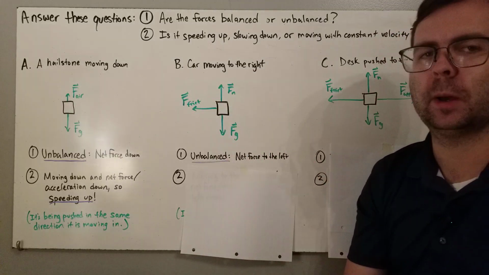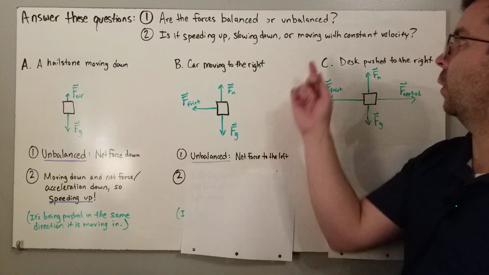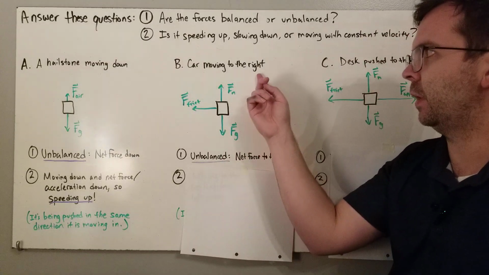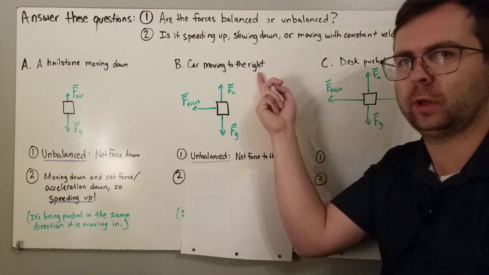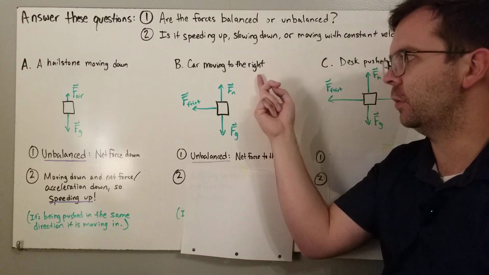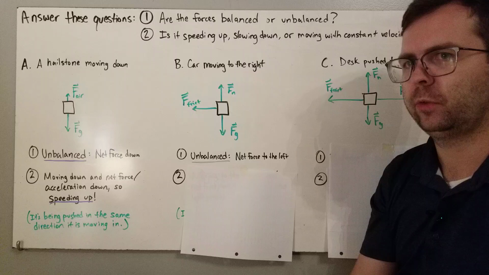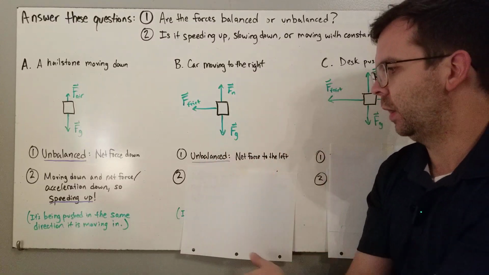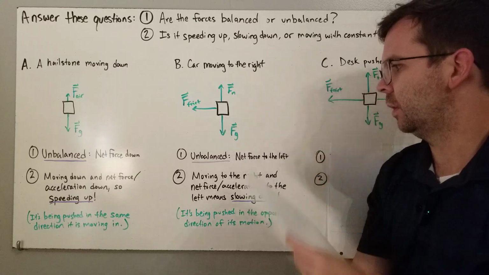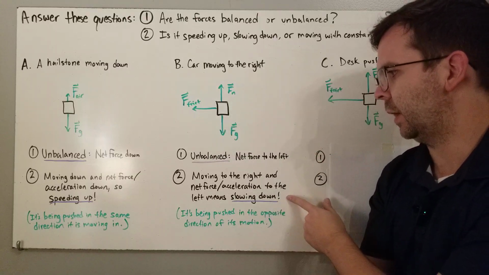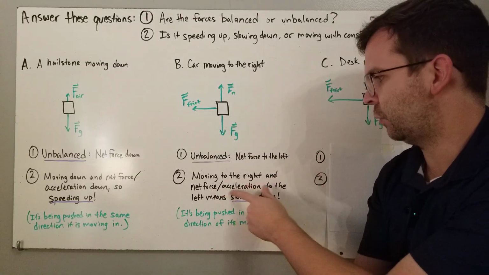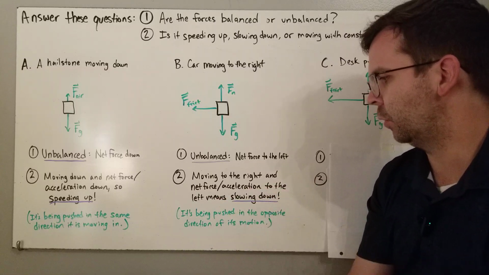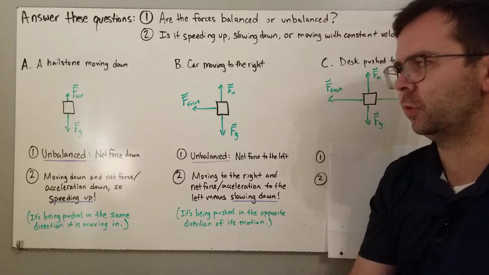Second question, is it speeding up, slowing down, or moving with constant velocity? So we see that the car is moving to the right, but there's a net force to the left. So it's moving to the right, but it's being pushed leftward. And so because of that, we say that it's slowing down. Moving to the right and a net force and acceleration to the left means it's slowing down. It's being pushed in the opposite direction of its motion.